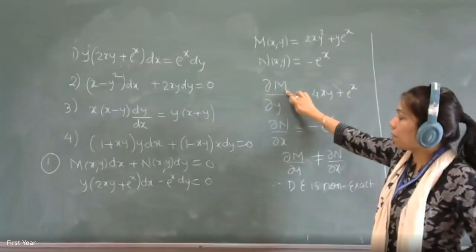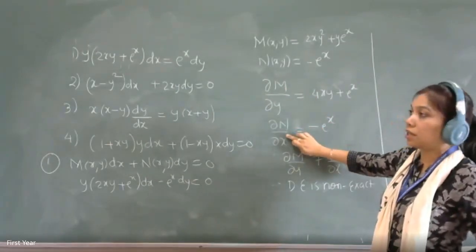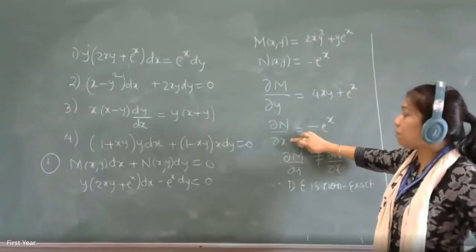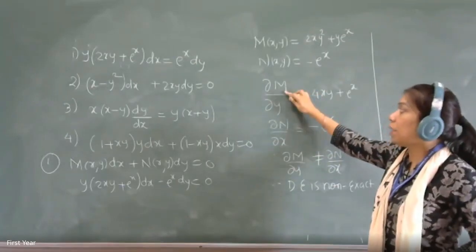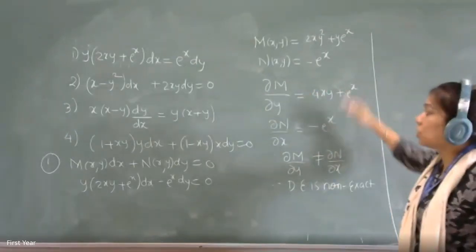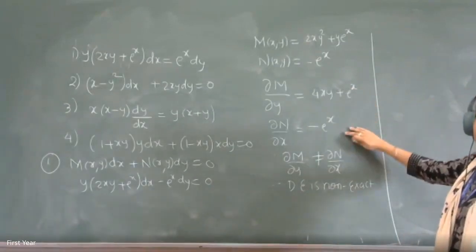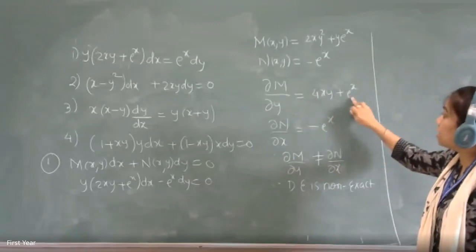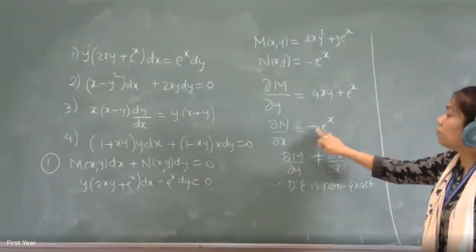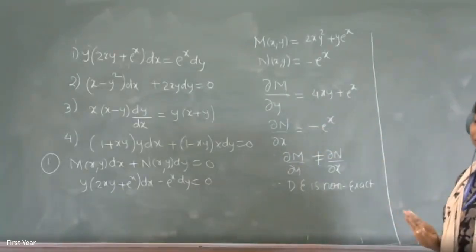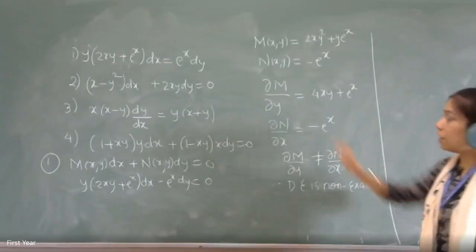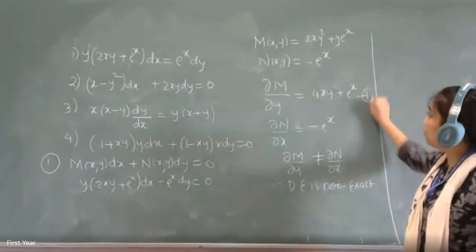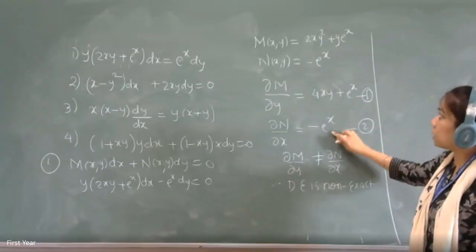Subtract delta m by delta y from delta m by delta x, or delta m by delta x from delta m by delta y. You will have only changing sign; the terms will remain the same. Now you do the subtraction. 4xy plus e raised to x minus, or minus will become plus, e raised to x. What I did, this minus this, minus 2 is giving me plus.